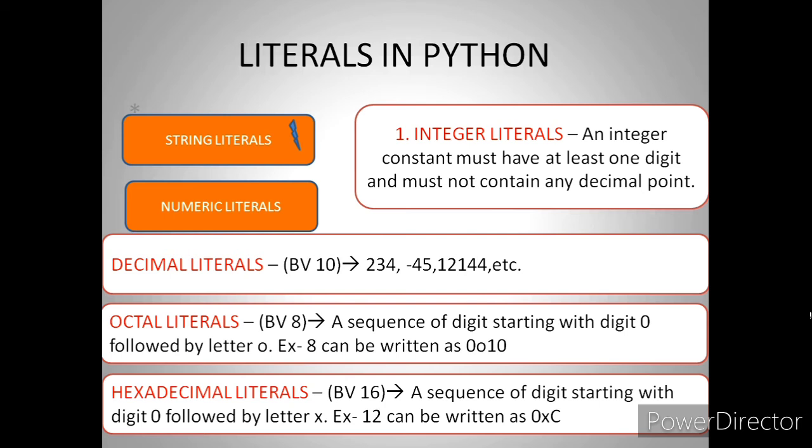Okay, we have to see that the base value of decimal is 10, octal is 8, hexadecimal is 16, which we have already done in data representation while finding out the different forms of values. So what we have to remember is that an octal constant should start with the digit 0 followed by o, whereas hexadecimal should be followed by 0 along with x.